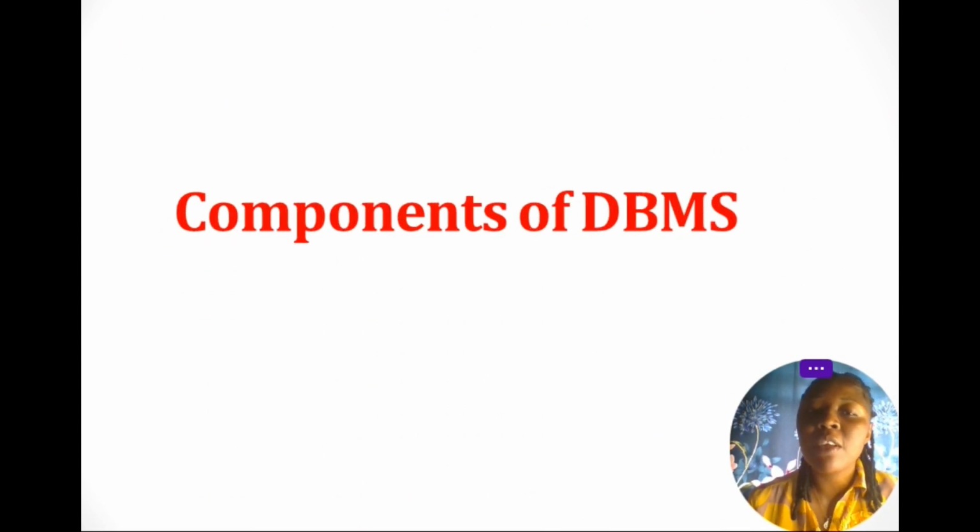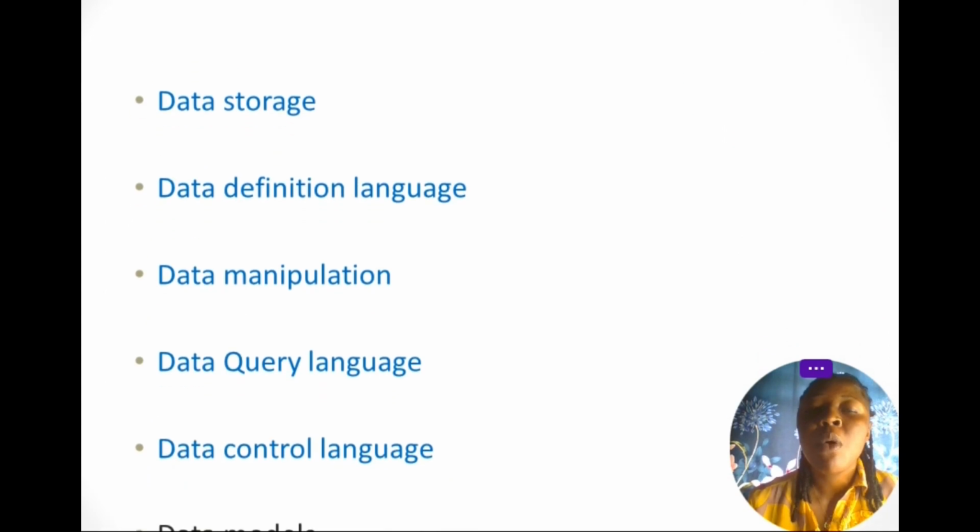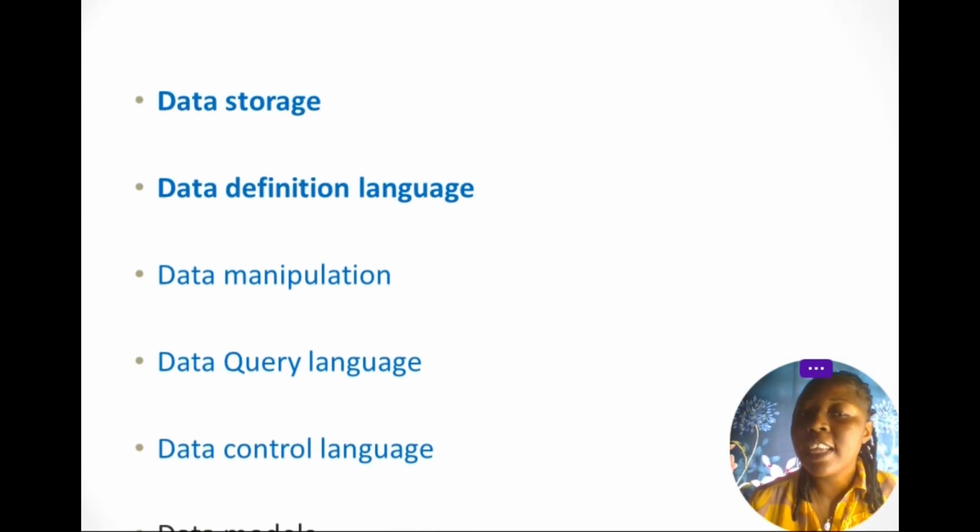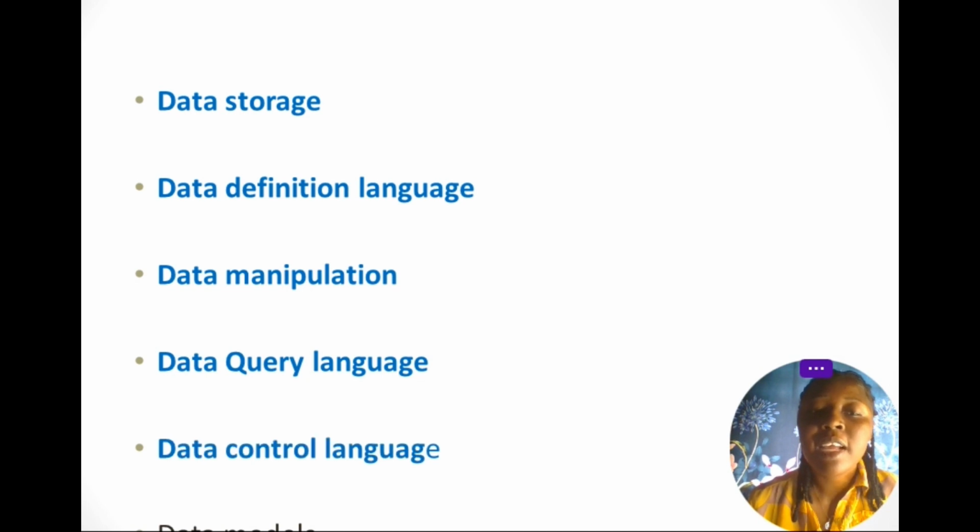Let's go into details to understand the components of database management system. There are several components of database management system. One is what we call the data storage. Secondly is the data definition language, data manipulation language, data query language, data control language, and last but not least, the data models. These are the components of database management system that we are going to be learning in this lesson.